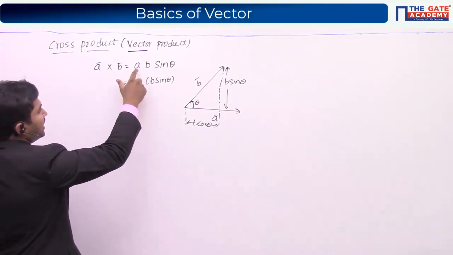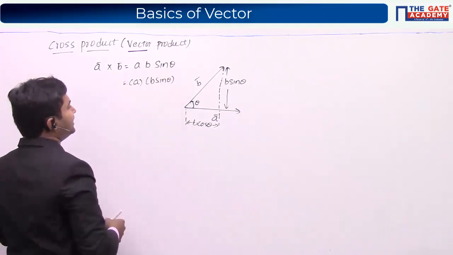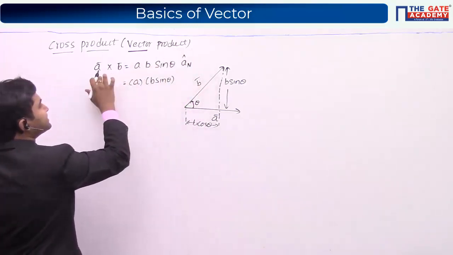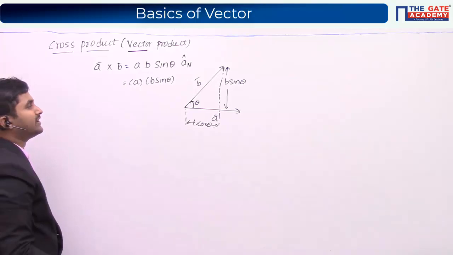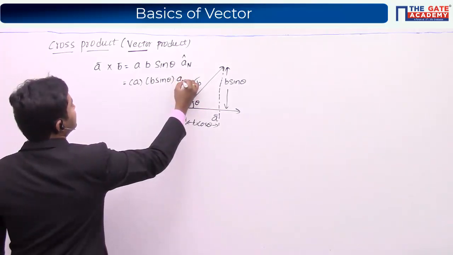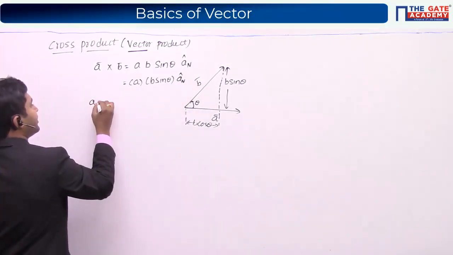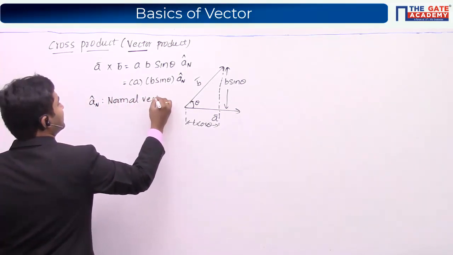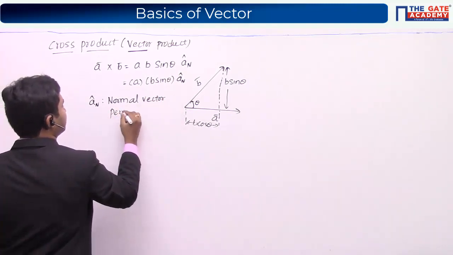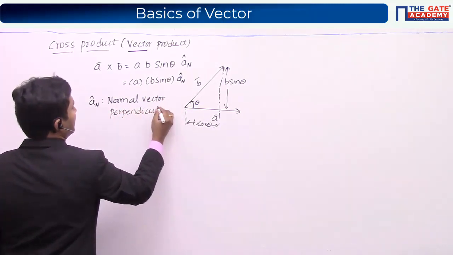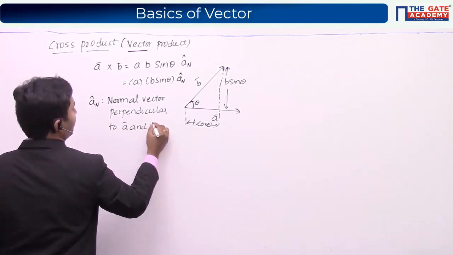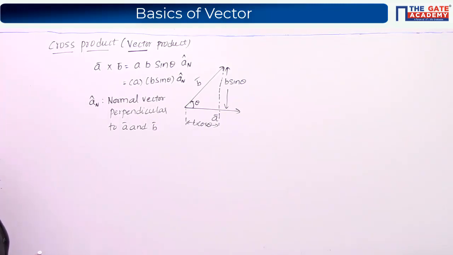A cross B is given by A multiplied by B sine theta, and the direction is perpendicular to both the vectors A and B. Here we are calling this direction An. An is the normal vector, which is perpendicular to A and B.